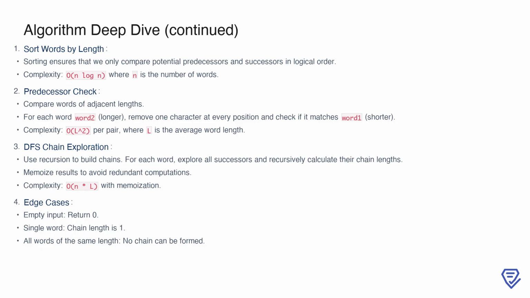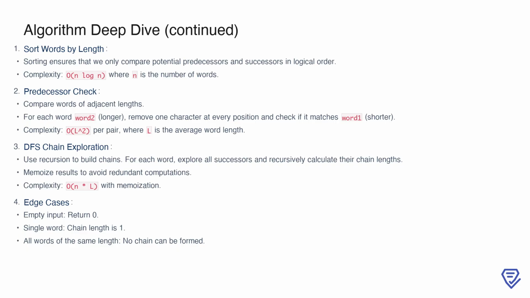First, sorting the words by length ensures that we only compare potential predecessor-successor pairs in a logical order. This sorting step has a complexity of n log n, where n is the number of words. Next, the predecessor check involves comparing words of adjacent lengths. For each longer word, we remove one character at every position and check if the resulting word matches a shorter word. This operation has a complexity of L squared per pair, where L is the average word length.